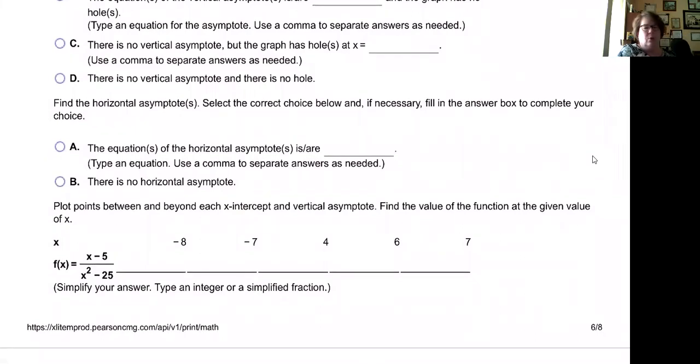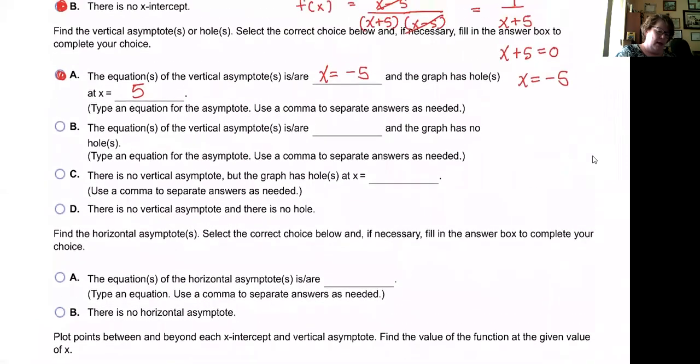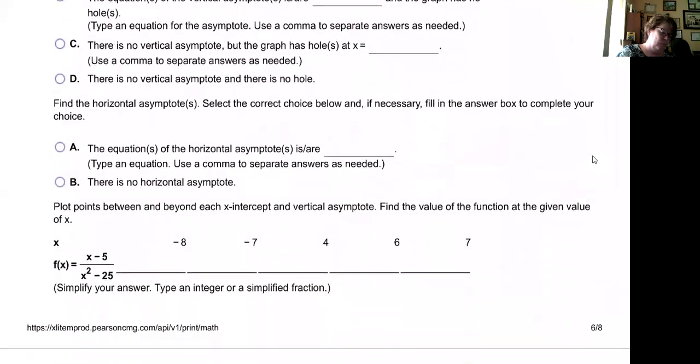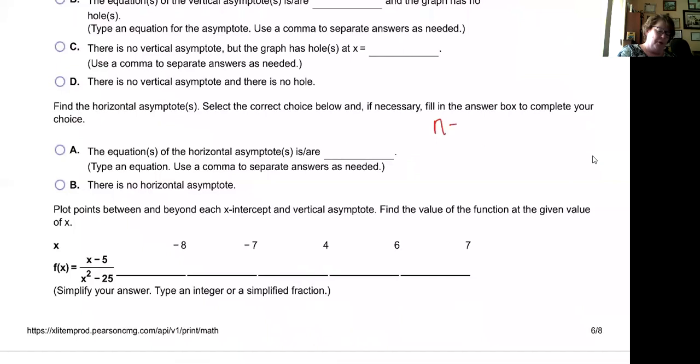Next is to determine the horizontal asymptote. Our function was x minus 5 over x squared minus 25. So our numerator degree was 1. Our denominator degree was 2. Since our numerator degree is less than our denominator degree, the x-axis is a horizontal asymptote. So y equals 0 is a horizontal asymptote.